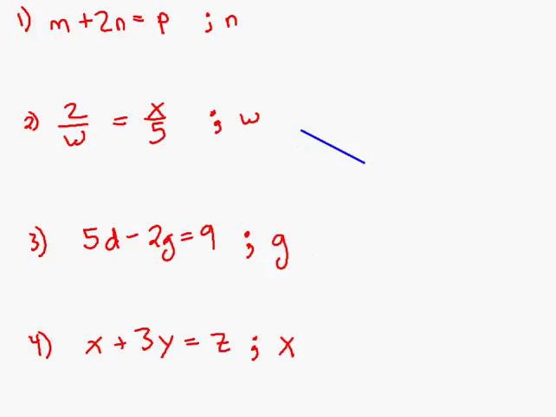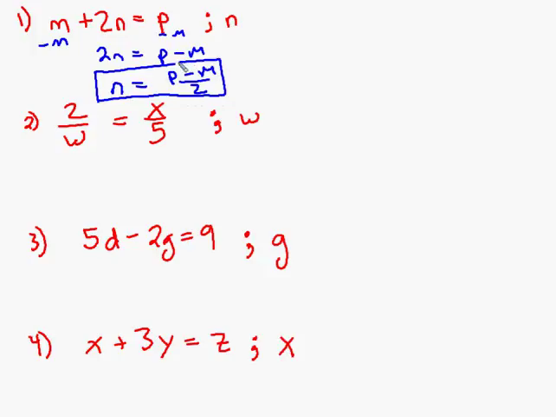Okay, stop. Let's go over the first one. What should we do? Subtract M, so P minus M. And then divide by 2, so the answer is P minus M, all of that divided by 2. Okay, now you can continue on number 2.